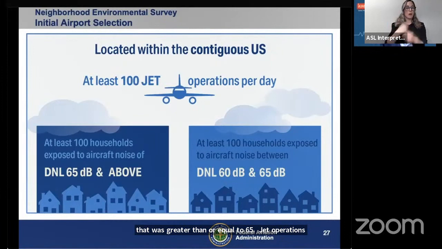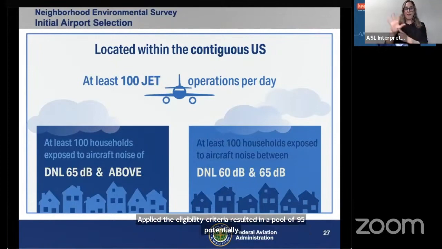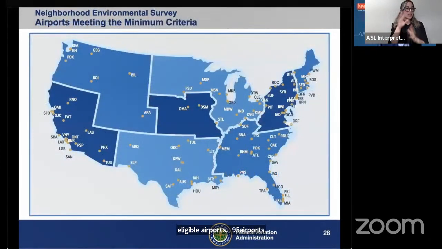The population noise exposure data was provided by FAA. Applying this eligibility criteria resulted in a pool of 95 potentially eligible airports. 95 airports are depicted on the next slide and listed in the report's table 3-1. This map shows the 95 potentially eligible airports.